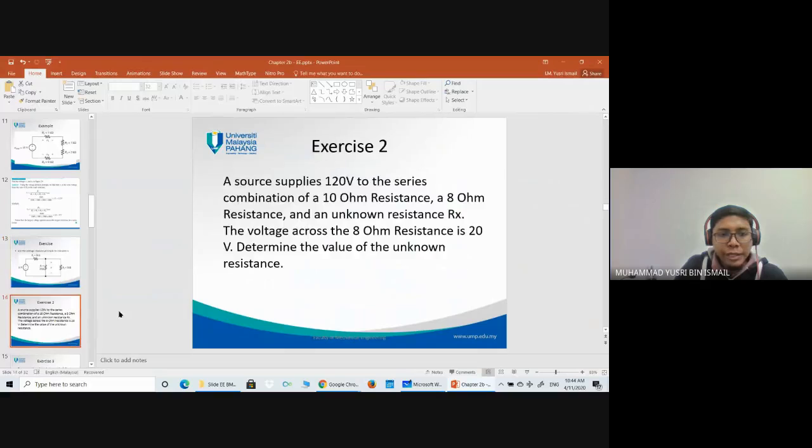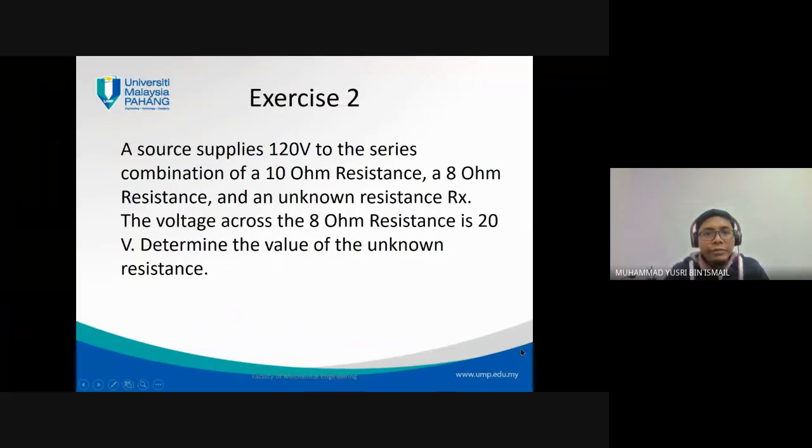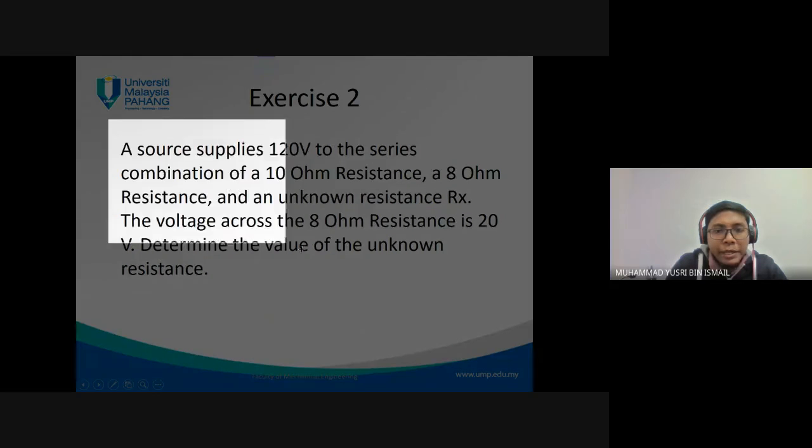Now we move on to exercise 2. A source supplies 120 volt to the series combination of 10 ohm resistance, 8 ohm resistance and an unknown resistance Rx. The voltage across the 8 ohm resistance is 20 volt. Determine the value of the unknown resistance. For this part, I want all of you to take this as your assignment.